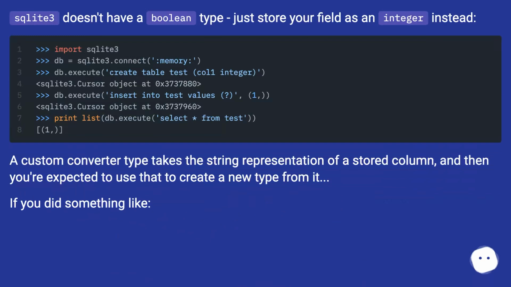SQLite 3 doesn't have a Boolean type, just store your field as an integer instead. A custom converter type takes the string representation of a stored column, and then you're expected to use that to create a new type from it.